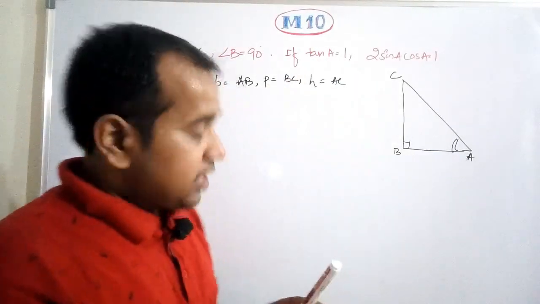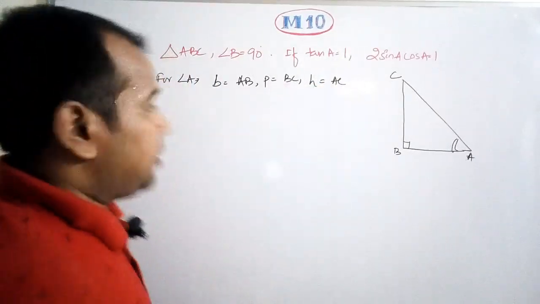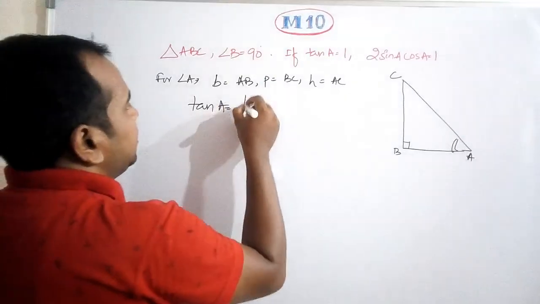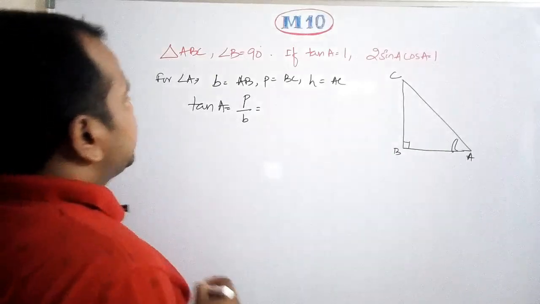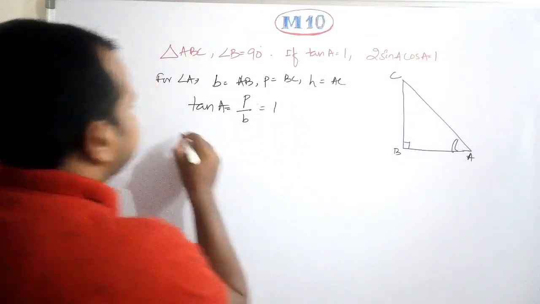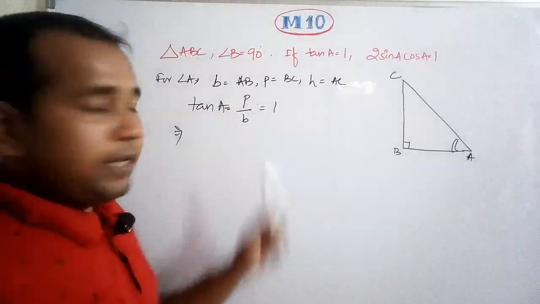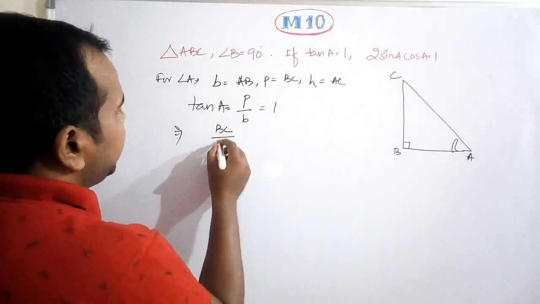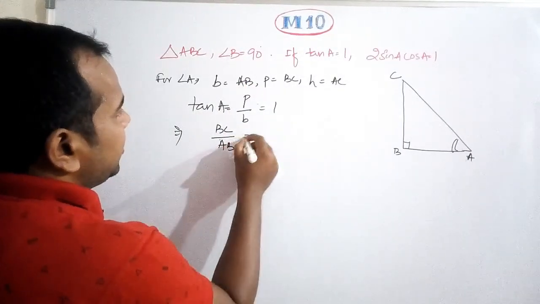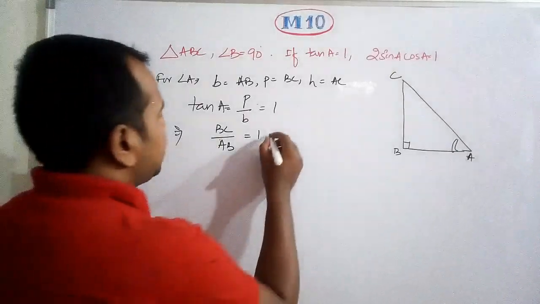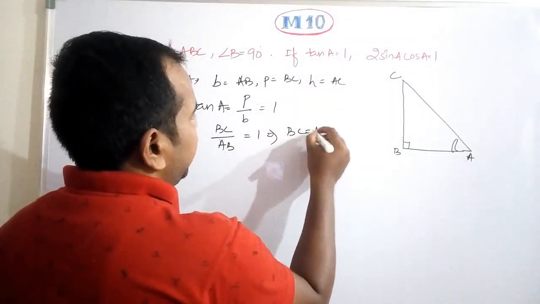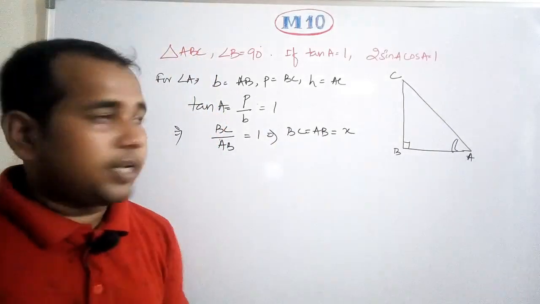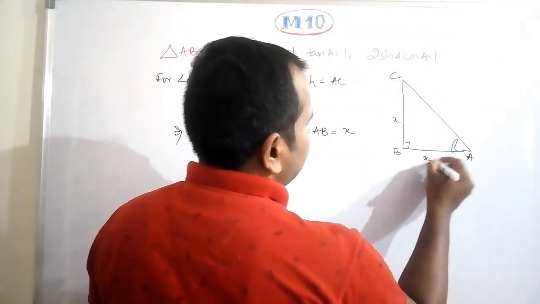Okay. Now what is given here? Tan A equals 1. Now let us put these values. Tan A is equal to P by B, so this is equal to 1. Now what is P here? P here is BC divided by B here is AB, that is equal to 1. From this equation what you are getting? BC equals AB. Let's say its value is x. Now this is x, this is x.